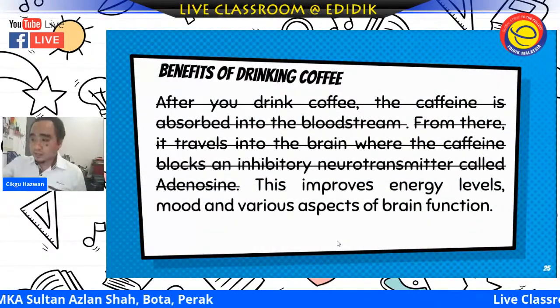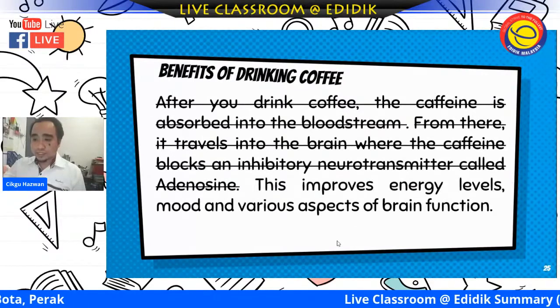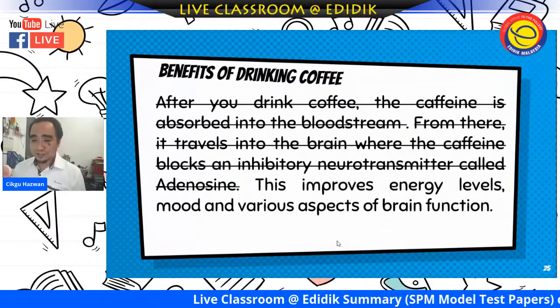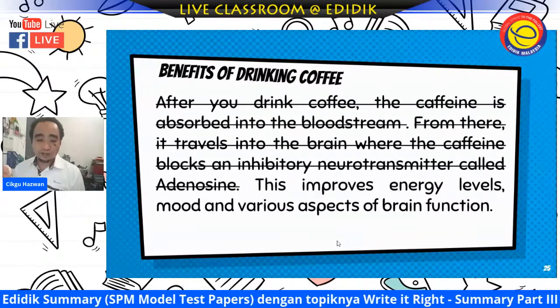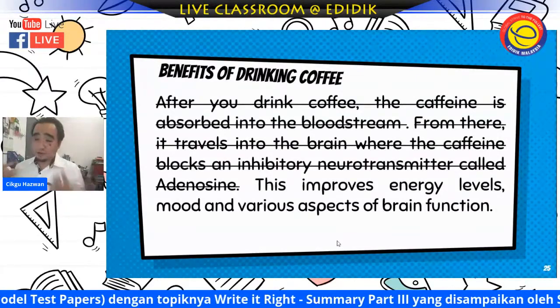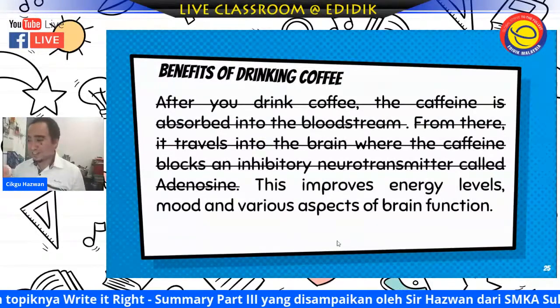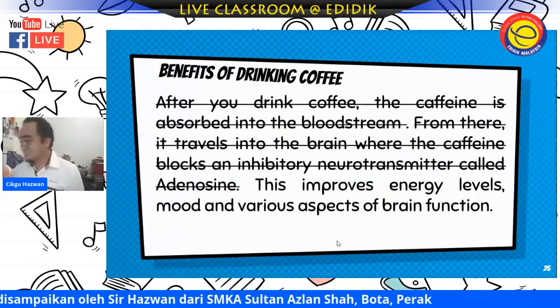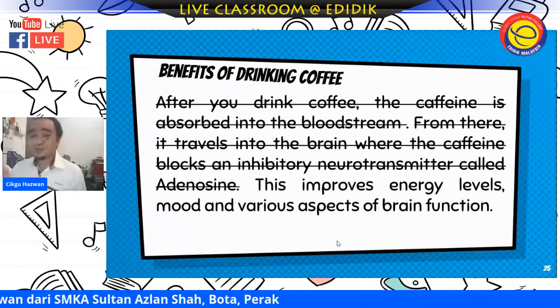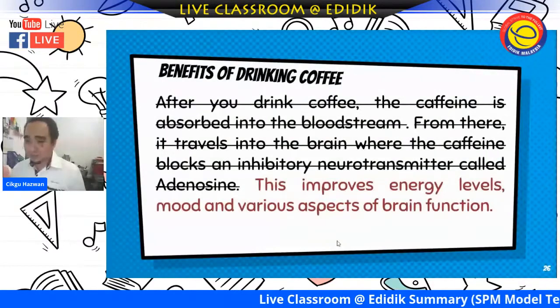So we can see the second sentence. From there, it travels into the brain where the caffeine blocks an inhibitory neurotransmitter called adenosine. There's also only explanation. Okay. And since most of you are giving me answers, I'm going to reveal to you that actually there is no content point in this paragraph.